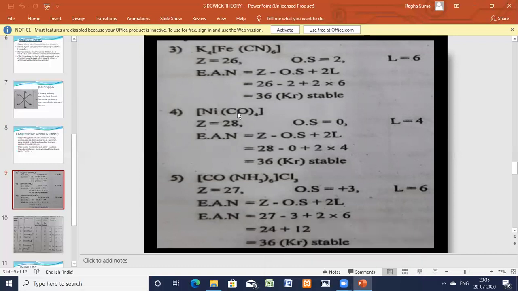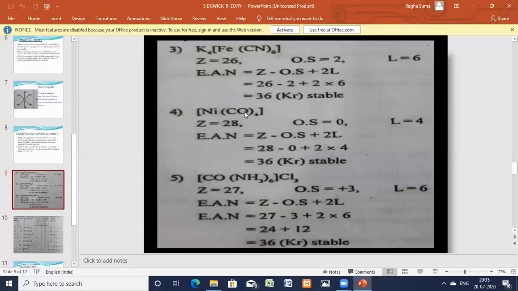Now, similarly, we will see the nickel tetracarbonyl complex. Here the nickel atomic number is 28. The oxidation state is 0. Here carbon monoxide is the ligand. Capital C, capital O is carbon monoxide, whereas capital C, small o is cobalt. So cobalt would be the central metal ion, and carbon monoxide is the ligand.